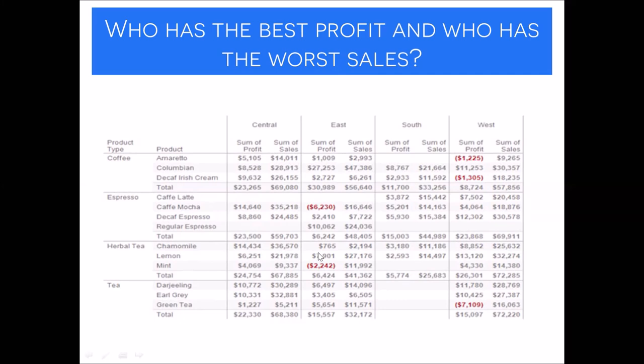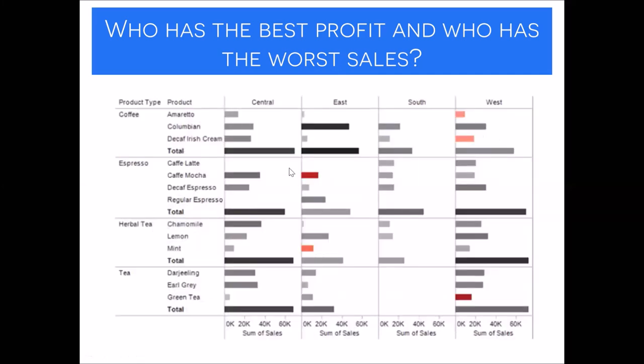So why would you not do something like this? Turn those numbers into bar charts. Easily see now what is going on, right? You can just see who has the longer bar charts, who has the shorter bar charts. You can even map them. You can make them darker or not so dark. Make them darker when they're long. Make them not so dark when they're short. Make them red when they're negative, and not so red when they're not so negative. Now you can easily see what's going on.